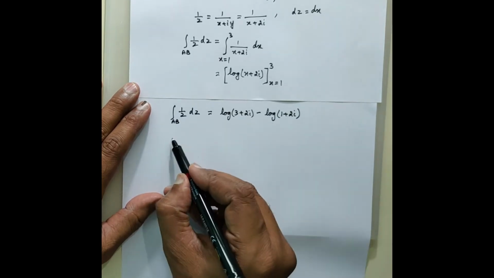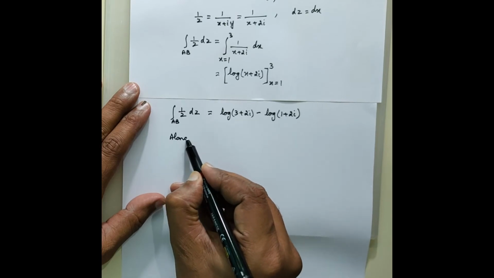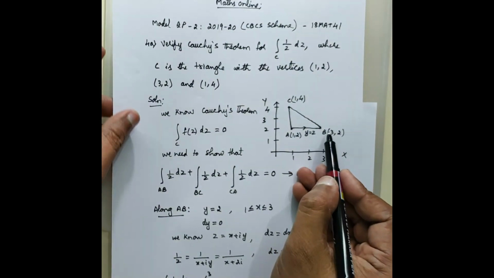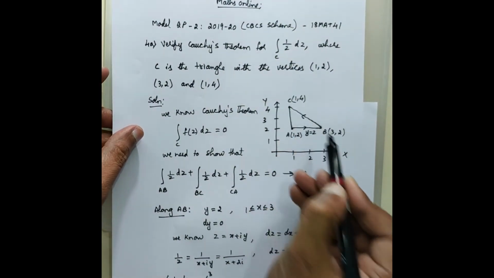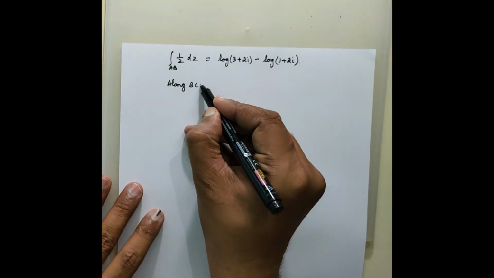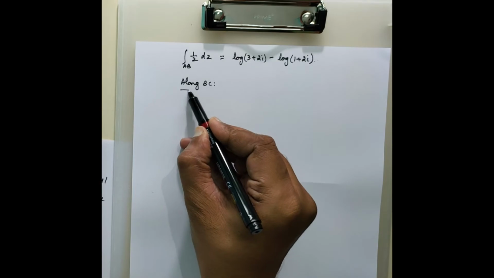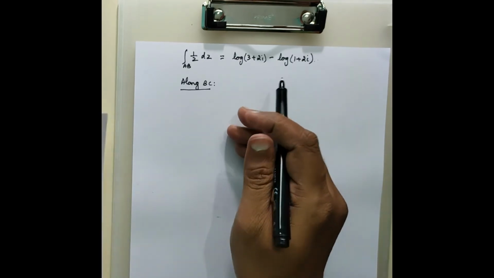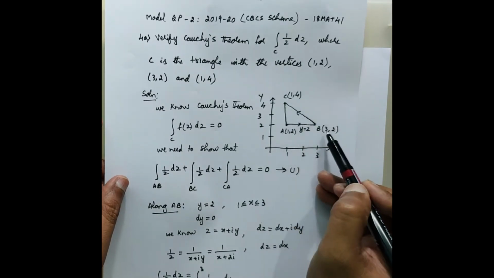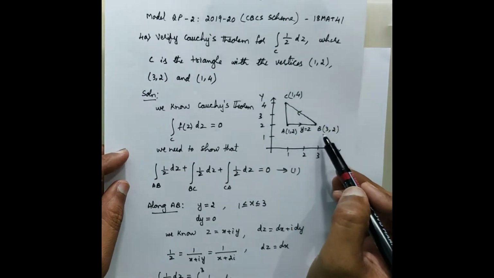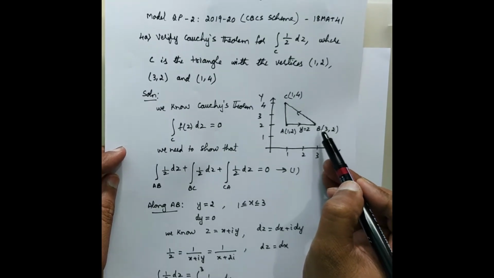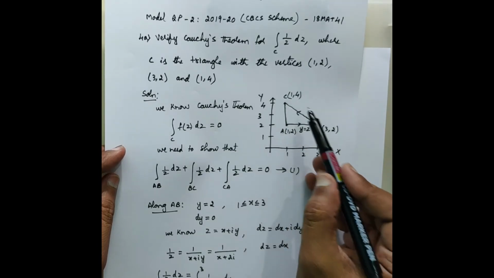Now let us try to find out the integral along the line BC. You can see in the figure it is along the line BC. Along BC, x is also varying and y is also varying. Both x and y coordinates are varying over here. Therefore we'll try to find out the equation of the straight line along BC.